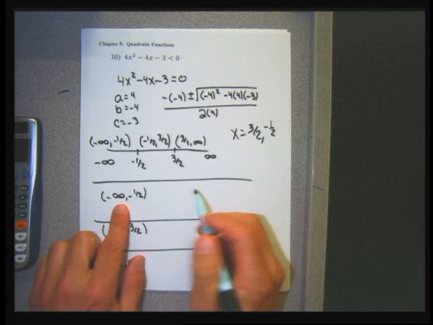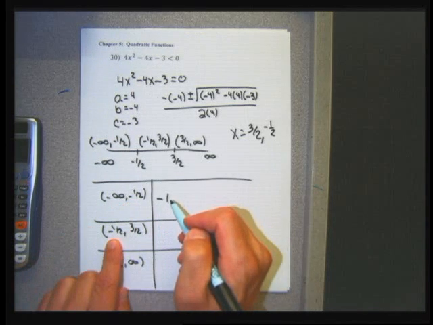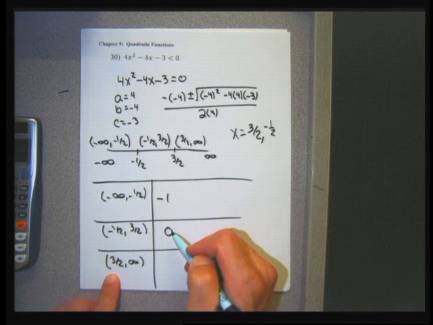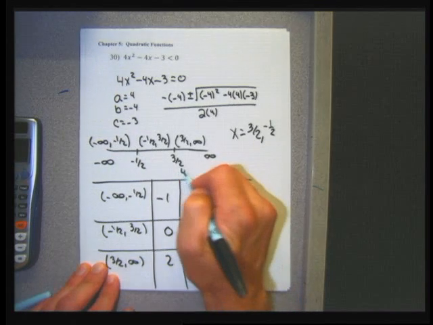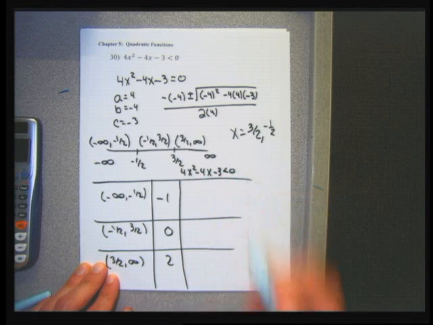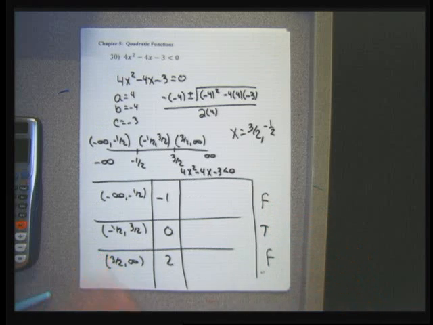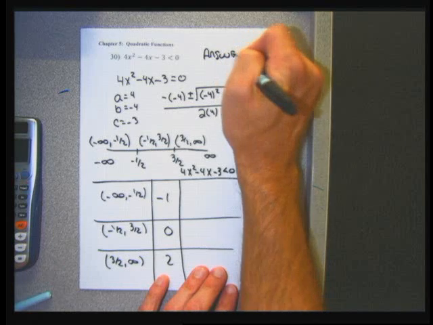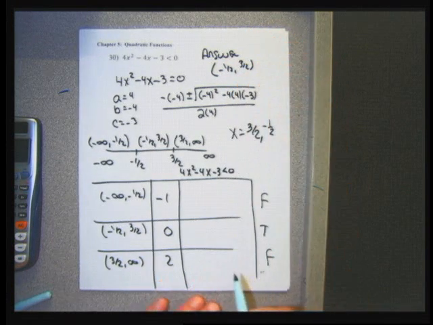In the first interval, I'm going to check -1 because -1 is less than -1/2. Middle interval goes from negative to positive, I'm going to check 0. 3/2 is 1.5. In this interval, I'm going to check 2. How am I going to check them? I'm going to go 4x squared minus 4x minus 3 is less than 0. If you wanted to, you probably could just go false, true, false, and say your answer is -1/2 to +3/2. I'm sure that's right, but I'll do it all the way out.